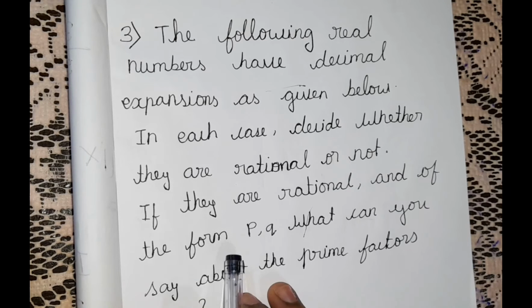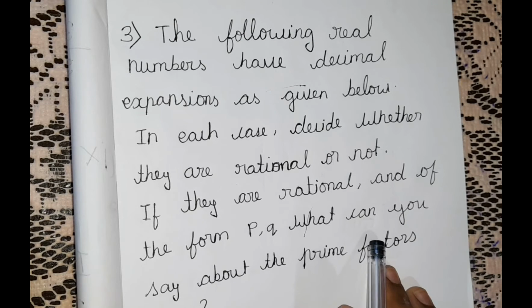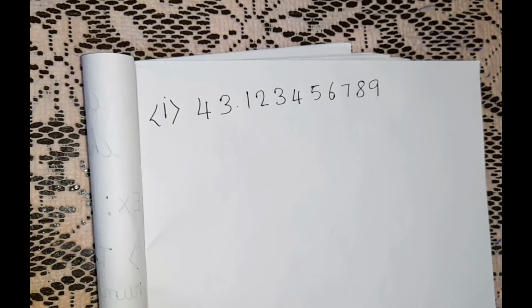They are in the form p by q, which they mentioned in this question, and we should say something about the prime factors of q. So we should write the prime factors of q. Now let's solve the first subdivision. This is the first subdivision.